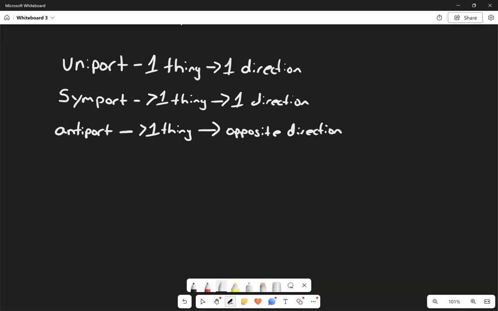So these are the different ways that things can move in and out of a cell or across a membrane. And in the next video, we'll talk about the mechanisms that the cell or the body uses to move things along with these channels or through these channels.